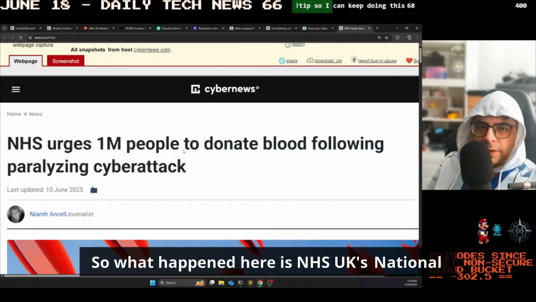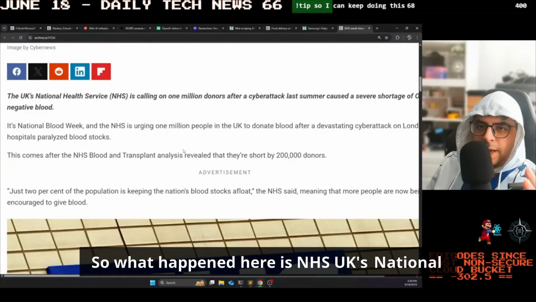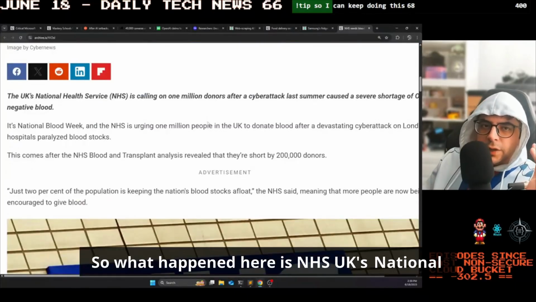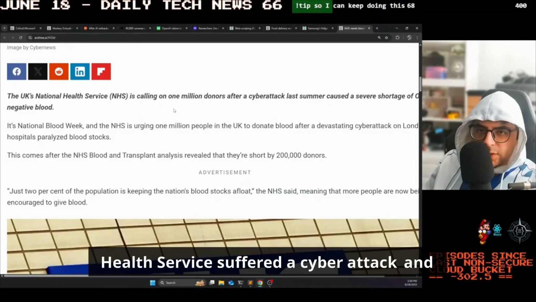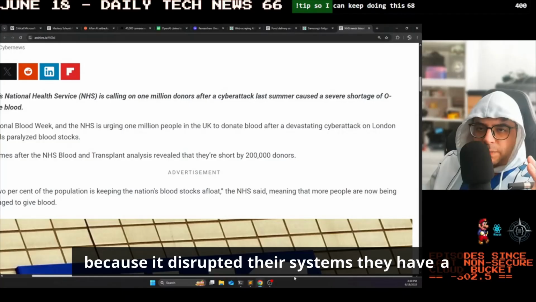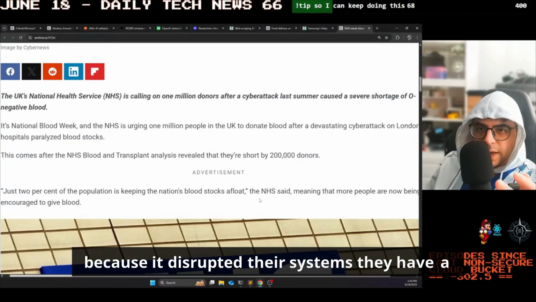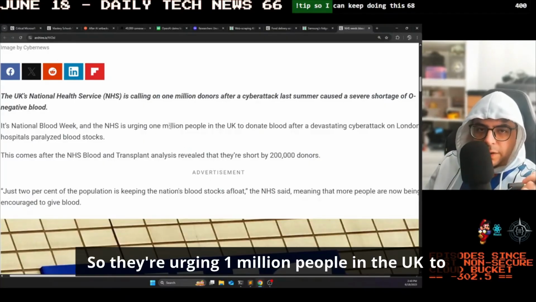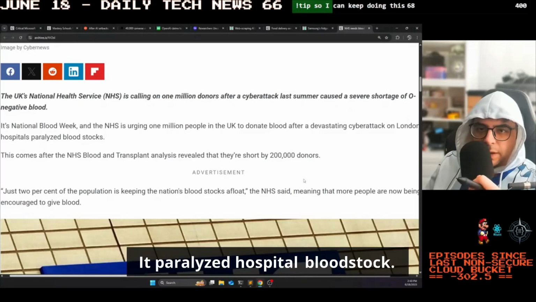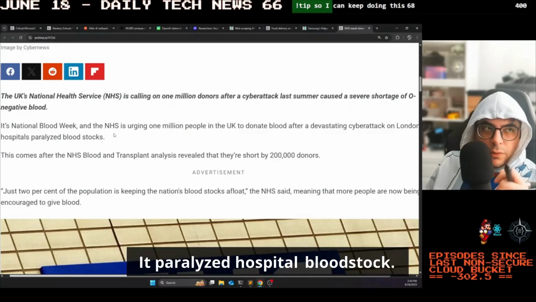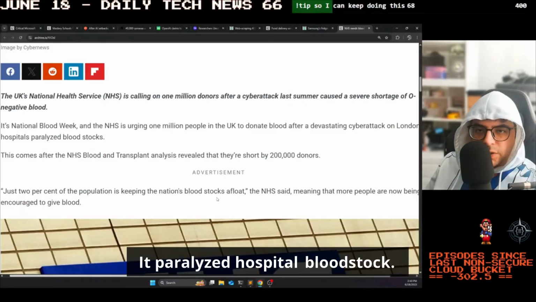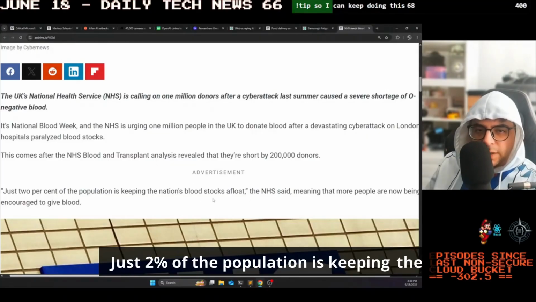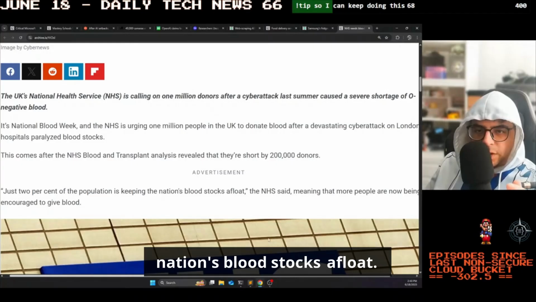So what happened here is NHS, the UK's National Health Service, suffered a cyber attack. And because it disrupted their systems, they have a severe shortage of O negative blood. So they're urging 1 million people in the UK to donate blood. It paralyzed hospital blood stock. Just 2% of the population is keeping the nation's blood stocks afloat.